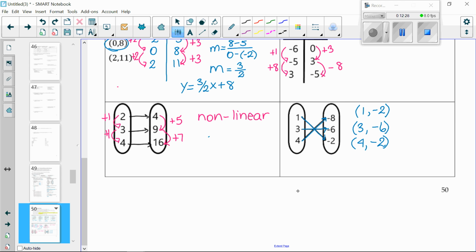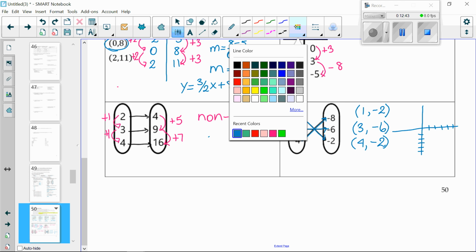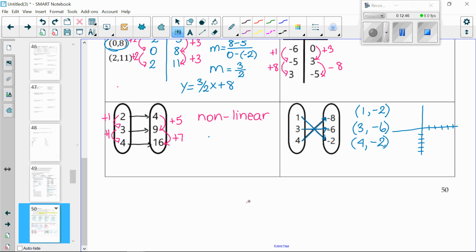So we can check the slope of the 3 points, seeing if they're collinear, but what we can also do is just sketch out a graph. It doesn't have to be perfect. There's more than one way to do these. So if I have 1 and -2, 3 and -6, so 1, 2, 3, 4, 5. So let's say it's going to be down here. And then I have 4 at -2 again. Well, that doesn't look linear to me because it follows this pattern. Okay, so this is going to be non-linear.